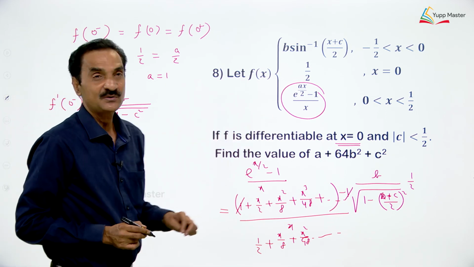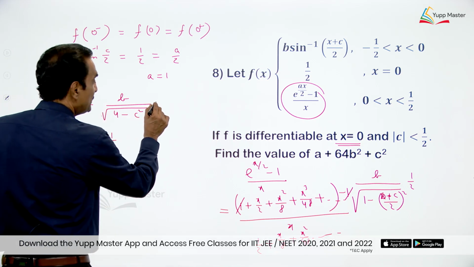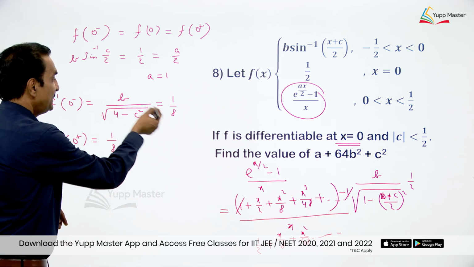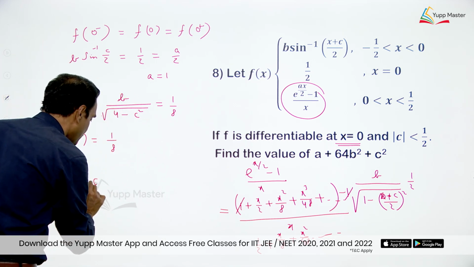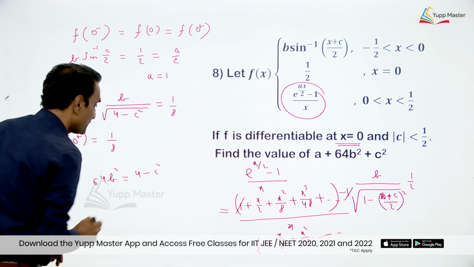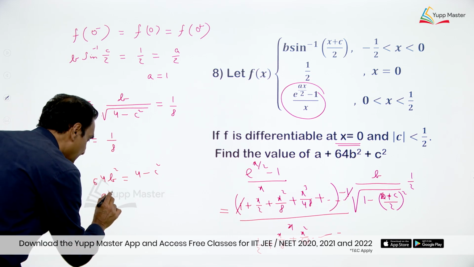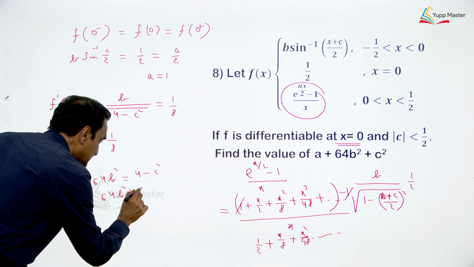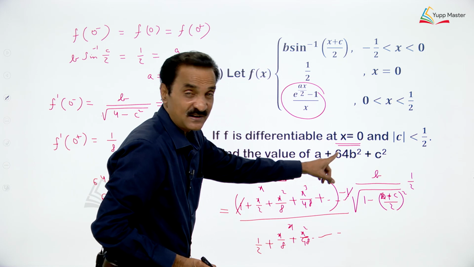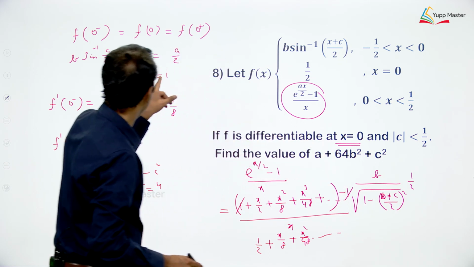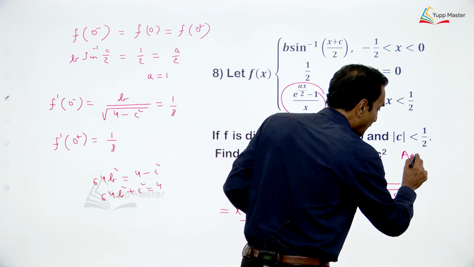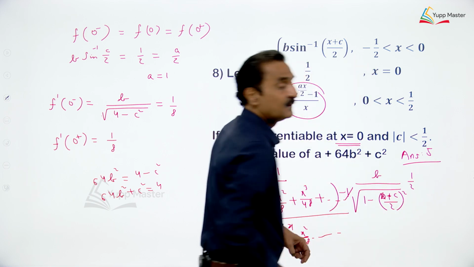If it is differentiable at x is equal to 0, this should be equal to this. So this is equal to 1 by 8. Now cross multiplying and squaring, 8b whole square is 64b square is equal to 4 minus c square. So 64b square plus c square is 4. The asked question is a plus 64b square plus c square, a is 1, so adding a here, the answer is 5. Answer is 5.